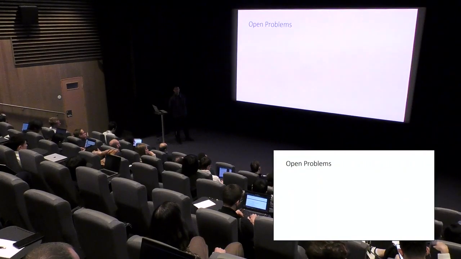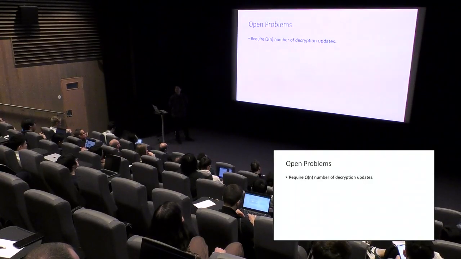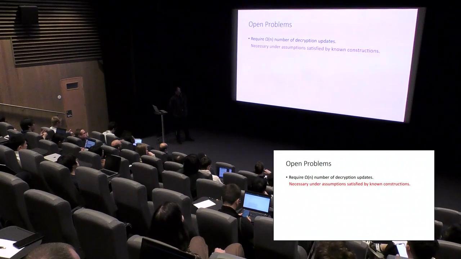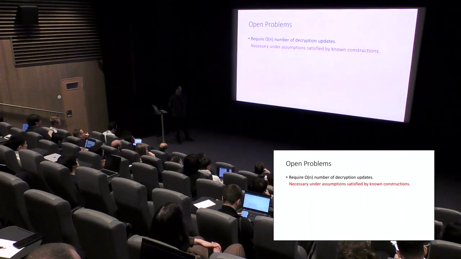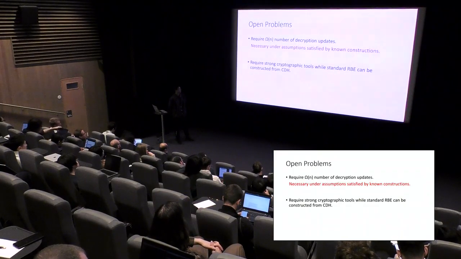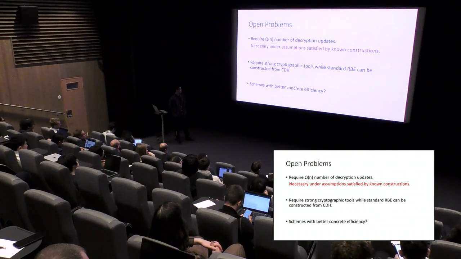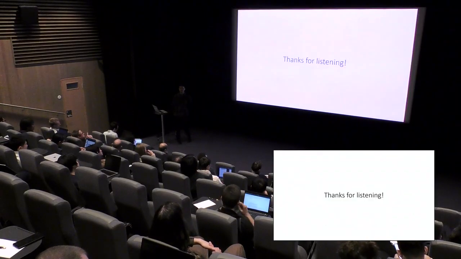Okay, so I will end my talk with a discussion of open problems. First of all, a drawback of our scheme is that it actually requires linearly many decryption updates. However, we also show that this is necessary under assumptions satisfied by all known constructions of RBE. Secondly, our real construction will require strong cryptographic tools such as iO, while standard RBE can be constructed from CDH. As a result, it will be interesting to see if one can build schemes with better concrete efficiency. Okay, so this is my talk. Thank you.